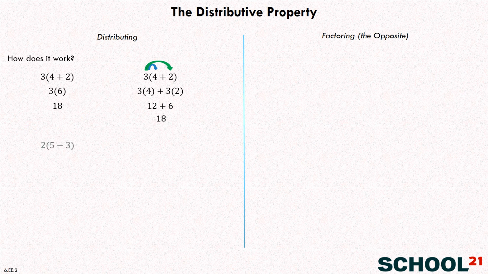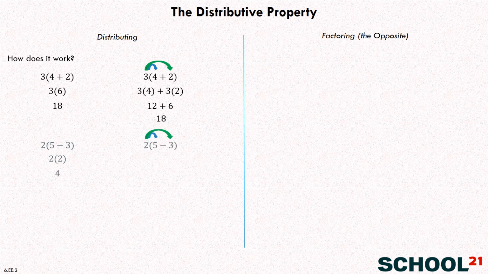Okay, let's try another example that's a little bit tricky, and we'll see why in a second. So let's use our order of operations to simplify this expression here. What would we do first? 5 minus 3. Which equals? 2. So can I write it like that? Yeah. Okay, good. And then what is 2 times 2? 4. Okay, so we know this thing has to equal 4.